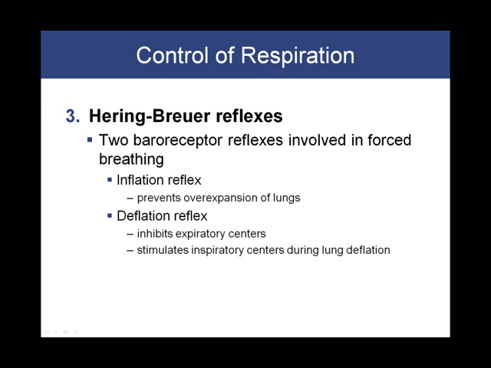Hering-Breuer reflexes. These are two baroreceptor reflexes that essentially prevent overexpansion of the lungs or over deflation of the lungs. There's an inflation reflex that prevents the overexpansion, and there's a deflation reflex that prevents the overdeflation. That's really all that you should know about the Hering-Breuer reflexes.